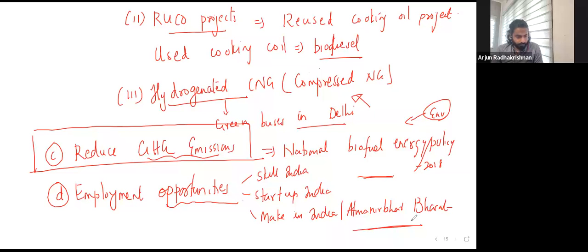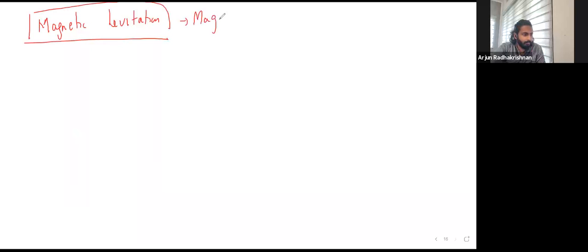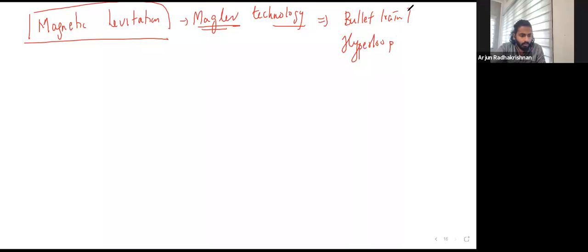All right. Do you want a break or can I continue? The next topic we will be discussing is magnetic levitation, or maglev technology. This maglev technology is used in bullet trains, metro rail, hyperloop, etc. So we'll discuss all this together.